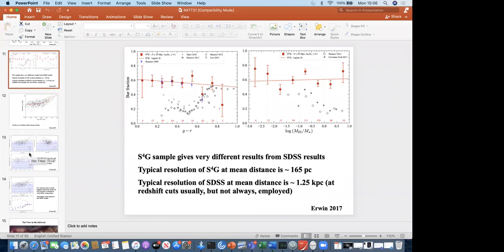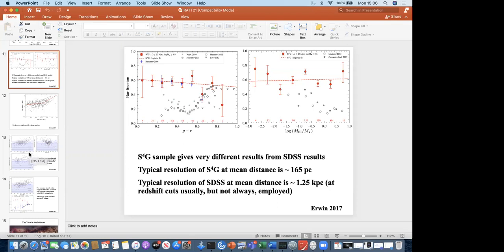When I saw this plot, I was a bit tempted to say that maybe there's a correlation between the bar fraction and the environment. But then you said that it is simply due to the fact that there's not enough resolution. That's why we see the trend. Now, probably it's a naive question, but is it possible to think that there's indeed a correlation between the environment and the bar fraction?